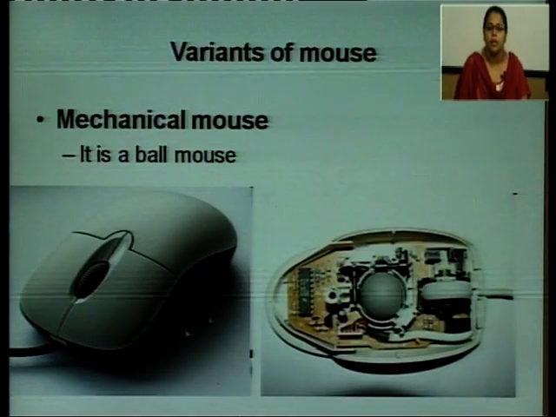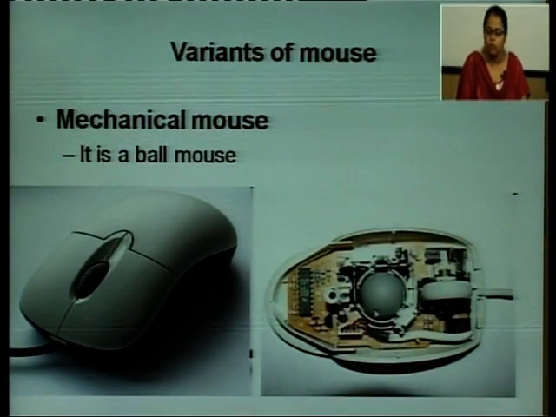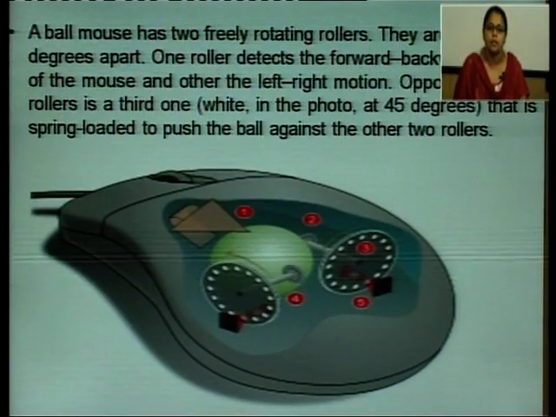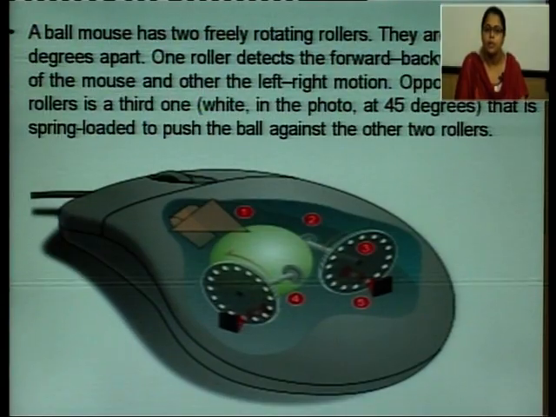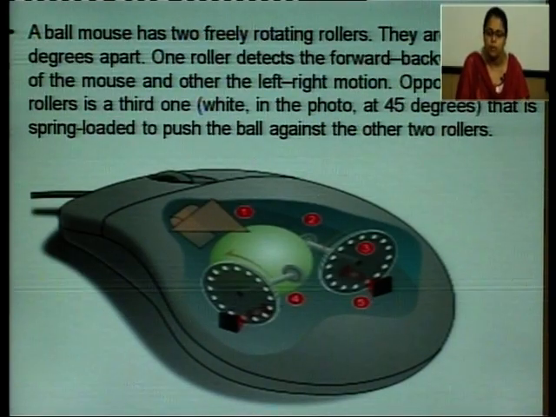In the second diagram, the bottom view is shown. Here is a ball, which is situated in the center in a mechanical mouse. A ball mouse has two freely rotating rollers, as you can see here. They are located 90 degrees apart. One roller detects the forward and backward motion of the mouse, and the other detects the left and right motion. Opposite to the two rollers is a third one, that is spring loaded to push the ball against the other two rollers. So this is the mechanism which is used in the mechanical mouse.